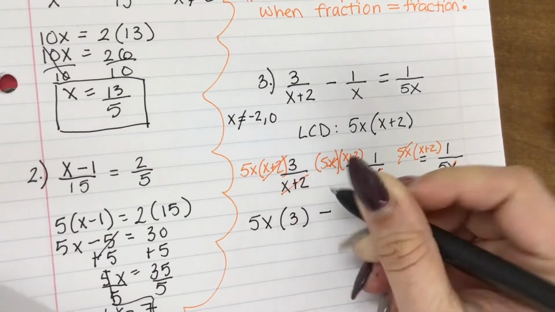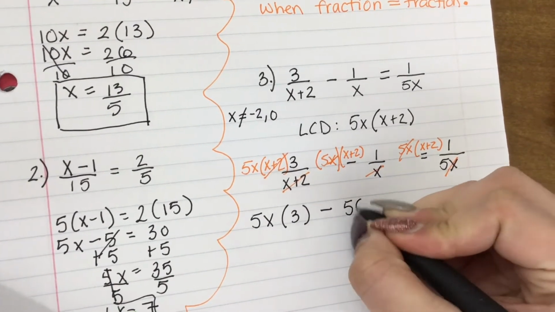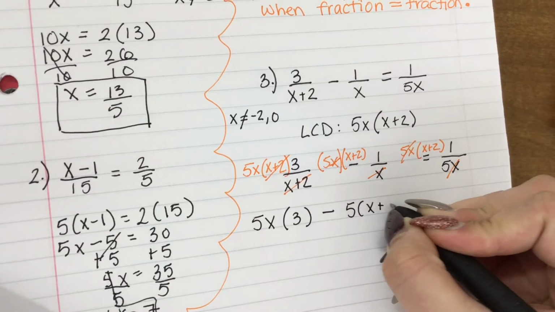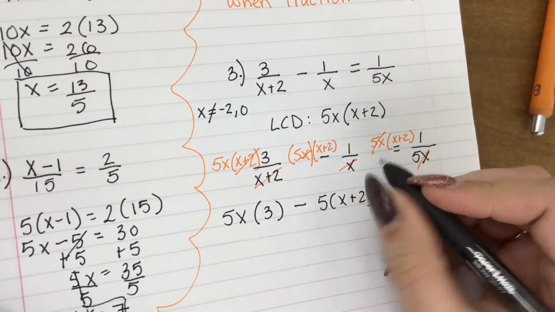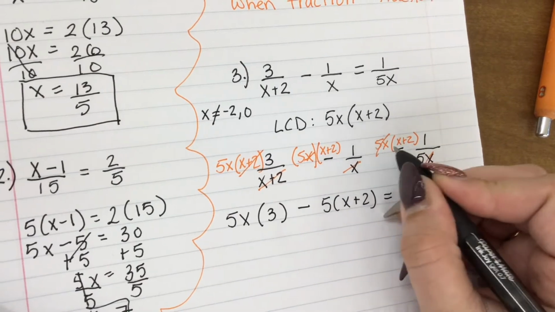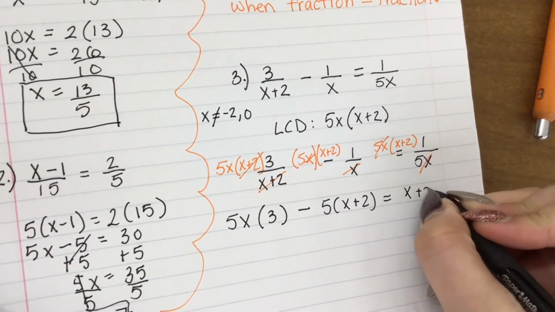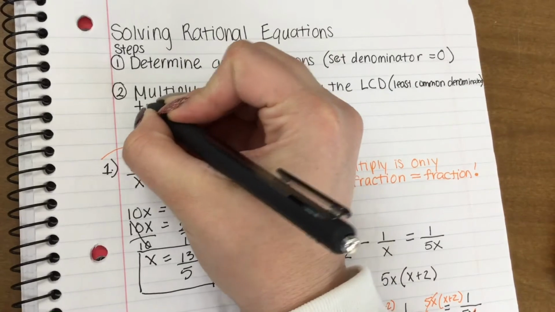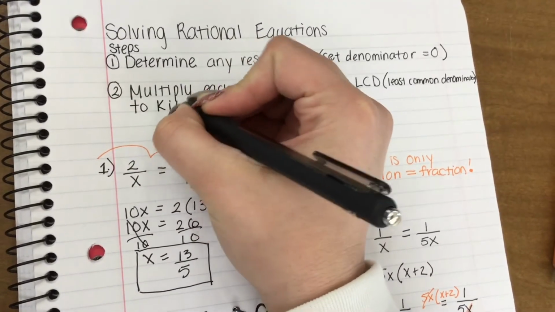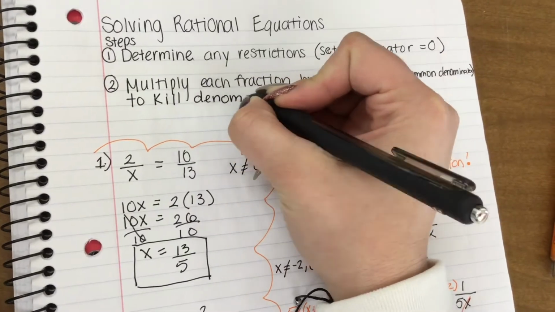In the second expression, you have minus 1 times 5 times x plus 2. I don't really need to write the 1 there. You could if you wanted. And then in that last term, just x plus 2 times 1 is left over, which is just x plus 2. So I don't have any more denominators. This is good. My goal in step 2 is to multiply each fraction by the least common denominator so that I can kill the denominators. I do not want any fractions after step 2.